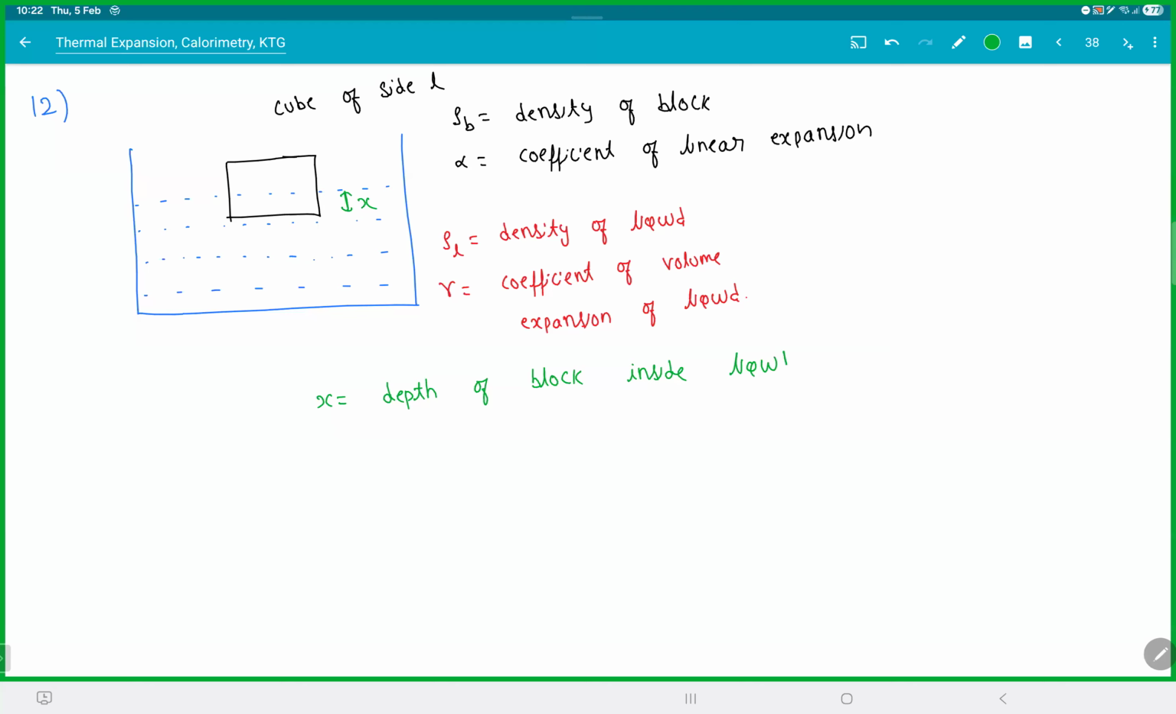Now, if you increase the temperature, density of the liquid will change. The size of the block also will change. Right? So everything gets messed up. Okay, we have silica, germanium, beryllium. Great. So we have other liquids also. So find the new x when temperature changes by delta T.